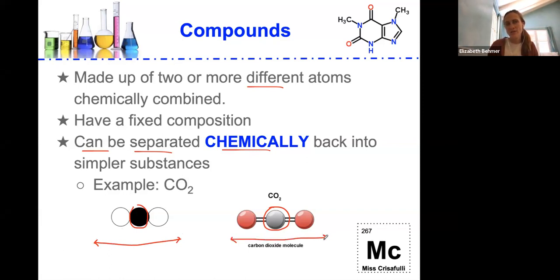We'll get into other shapes of other compounds, but some compounds have bends in between the bonds due to charges that are repelling each other or pushing the atoms away from each other. But carbon dioxide has a linear shape to it, meaning that the atoms are nicely put in a row. So that's carbon dioxide, an example of a compound made up of 2 or more different atoms, chemically combined, having a fixed composition, but could be separated chemically back into 2 oxygen and 1 carbon.